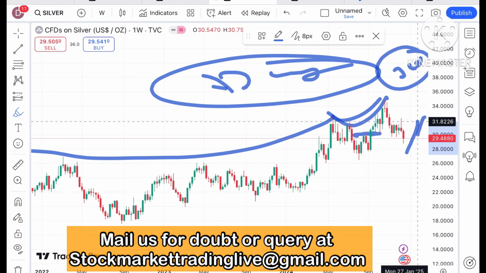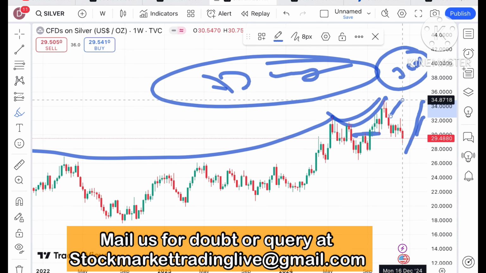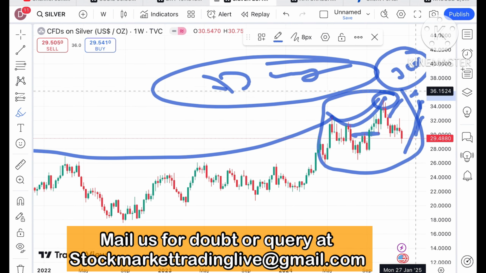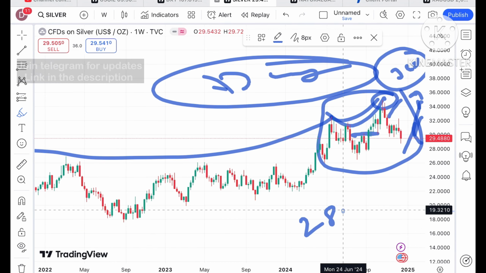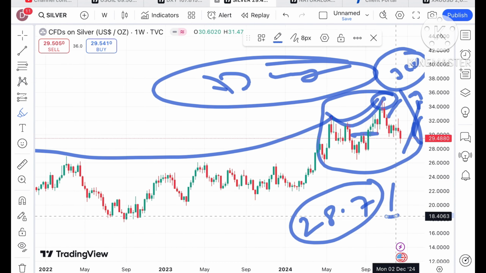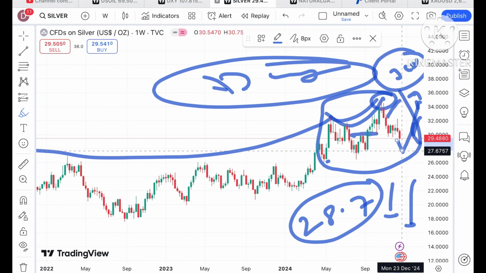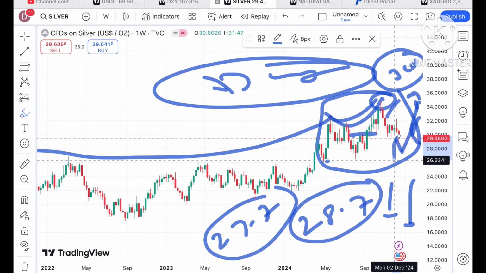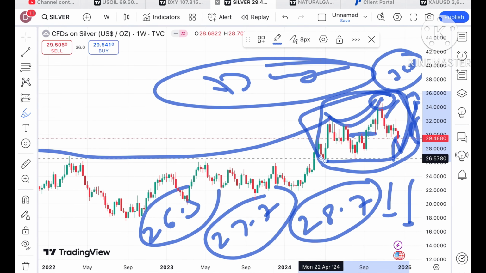Now this particular pattern is forming, so chances can be high above a level of 32.3. A further upside we can see, and if the price keeps moving above this level, there will be a further upside. If it goes below a level of 28.7, we can see a further downfall, and then it can move towards a level of $27.7, and then there will be a probability of touching 26.3. Then there will be a zone breakout.